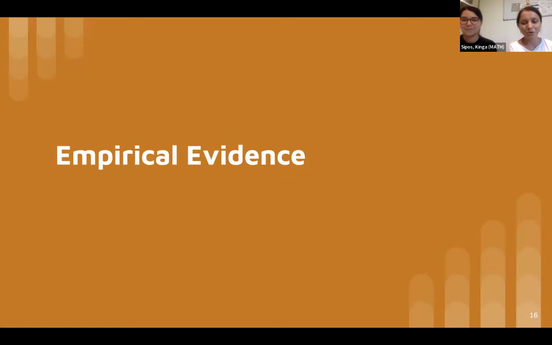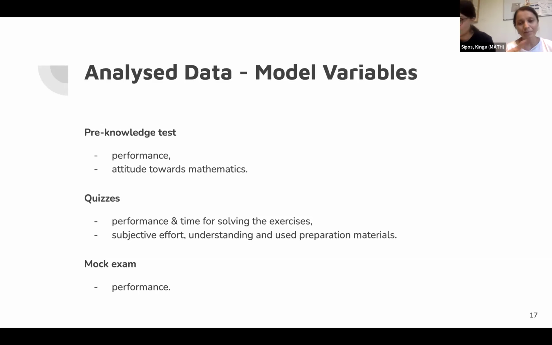And before giving the word to Ursina, I'm just going to present the variables, so the data that we used to create the following model that Ursina is going to present. From the pre-knowledge tests, we used the performance of the students and the attitude towards mathematics. From the quizzes, we incorporated into our structural equation model the performance and the time for solving the exercises, respectively the subjective effort, subjective understanding, and the used preparation materials. And from the mock exam, we used simply the performance.